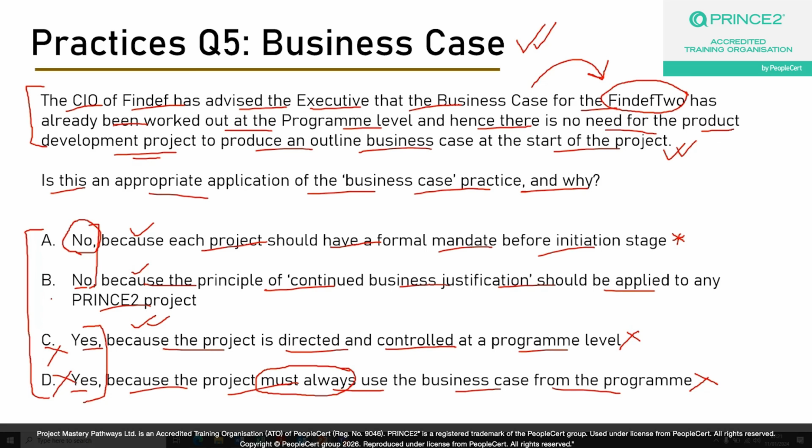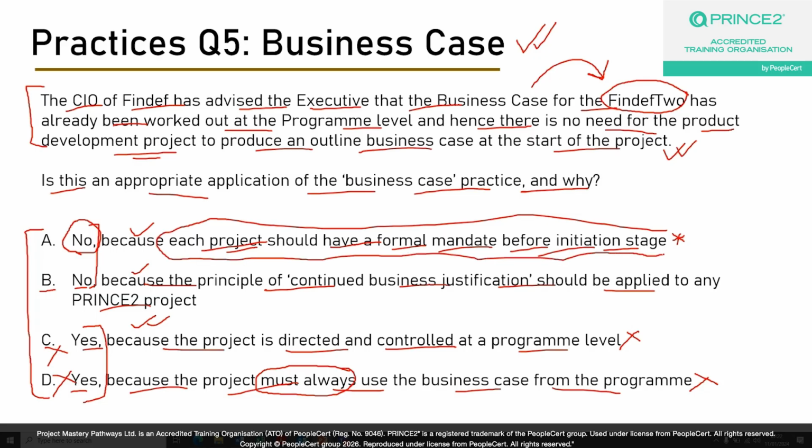Now let's come back to option A and option B. Both the options are saying that no, this is not an appropriate application, which is correct. But let's look at the reasoning of these two options. Option A is saying no, because each project should have a formal mandate before the initiation stage. Now the thing is, this statement is not entirely incorrect. If you take it in isolation for a PRINCE2 project, this is a correct statement. So each project should have a formal business mandate from which the project starts, but it happens when?